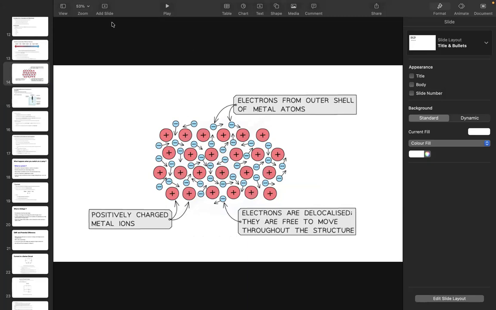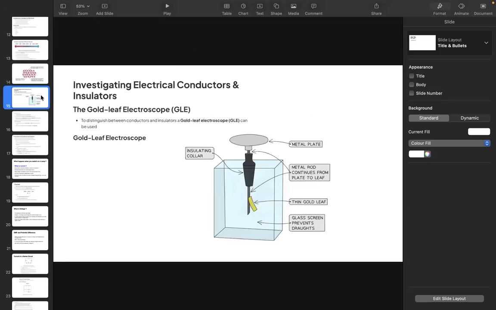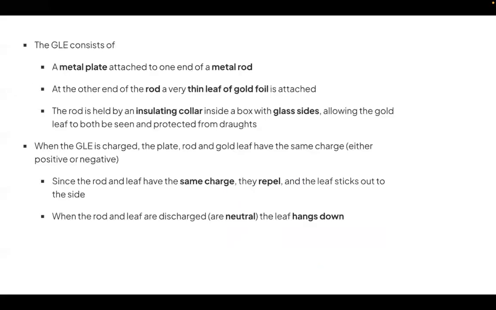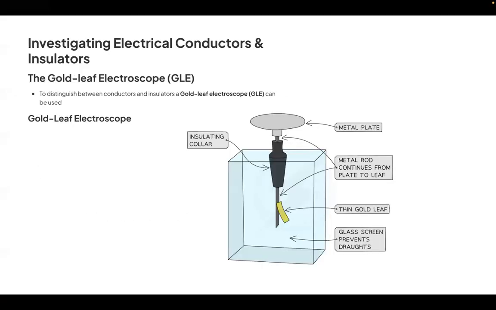Okay, done. So now this gold leaf electroscope is part of both your O level and IGCSE as well. So I would want you people to note this down very clearly, everything that's given over here. Basically, this gold leaf electroscope is used to distinguish between conductors and insulators. And how is it exactly used? I will show that to you in a moment.